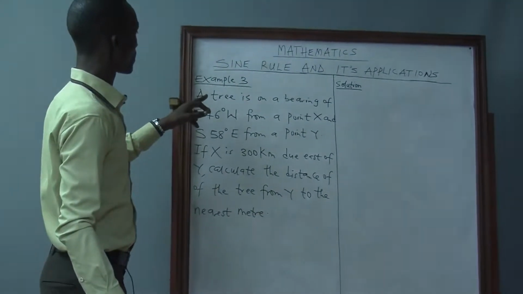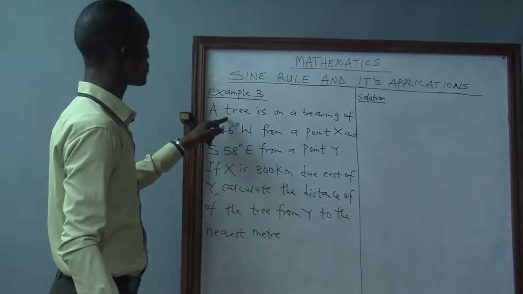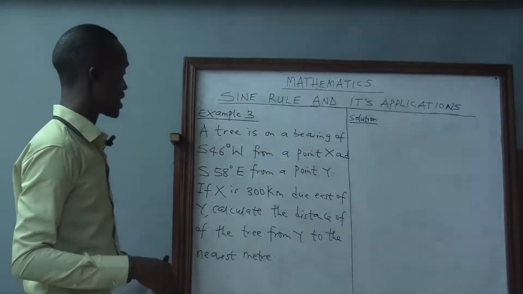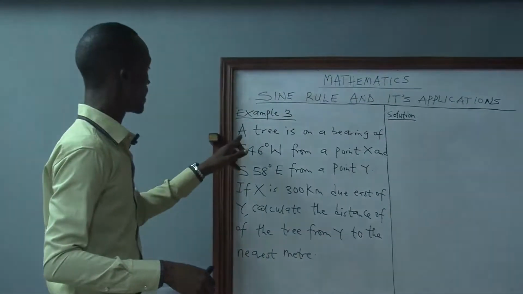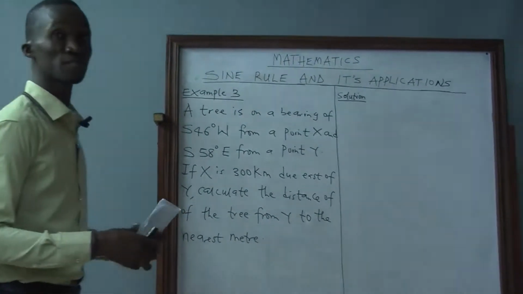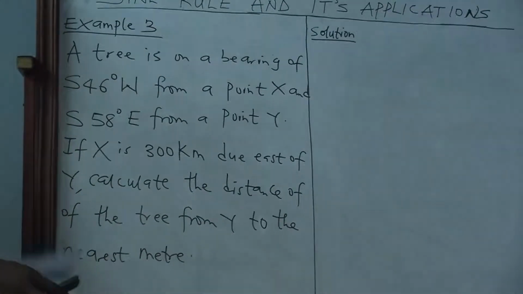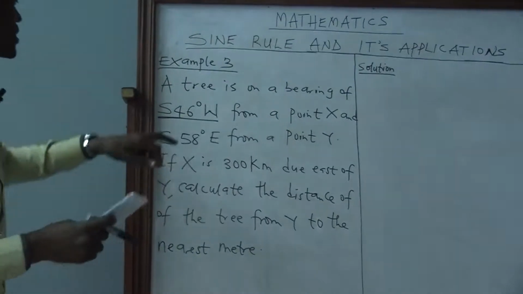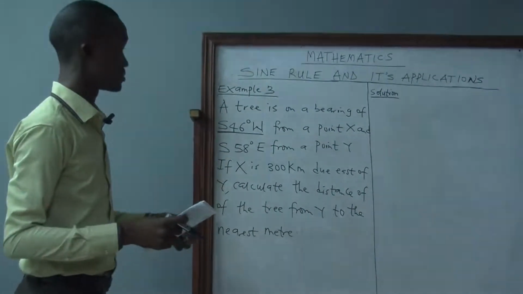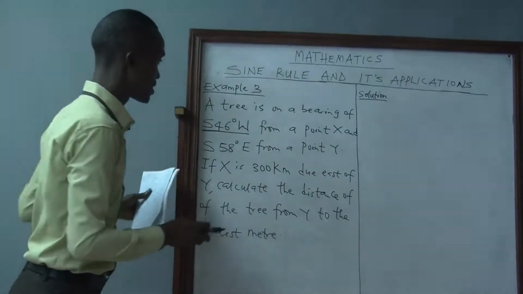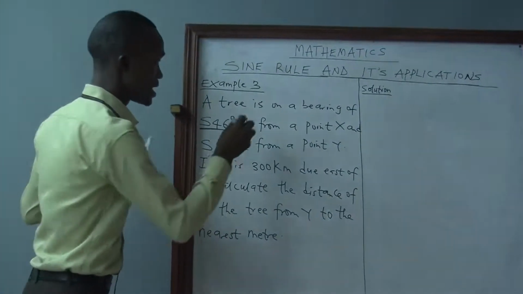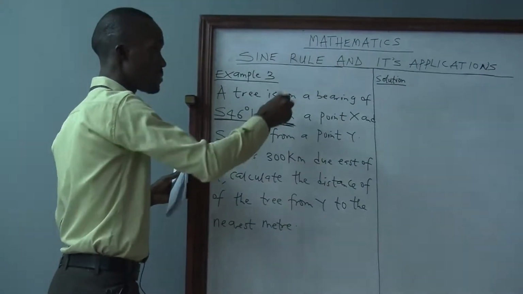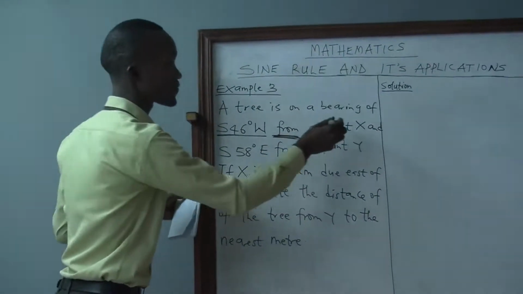We have another example, but this example is on the application of sine rule to bearing and distance. The question says a tree is on a bearing of south 46 degrees west. And this type of bearing, from what I explained, is what we call compass bearing. South 46 degrees west from a point X. We should take note of that word, it is very important. That means the bearing is to be taken from X.